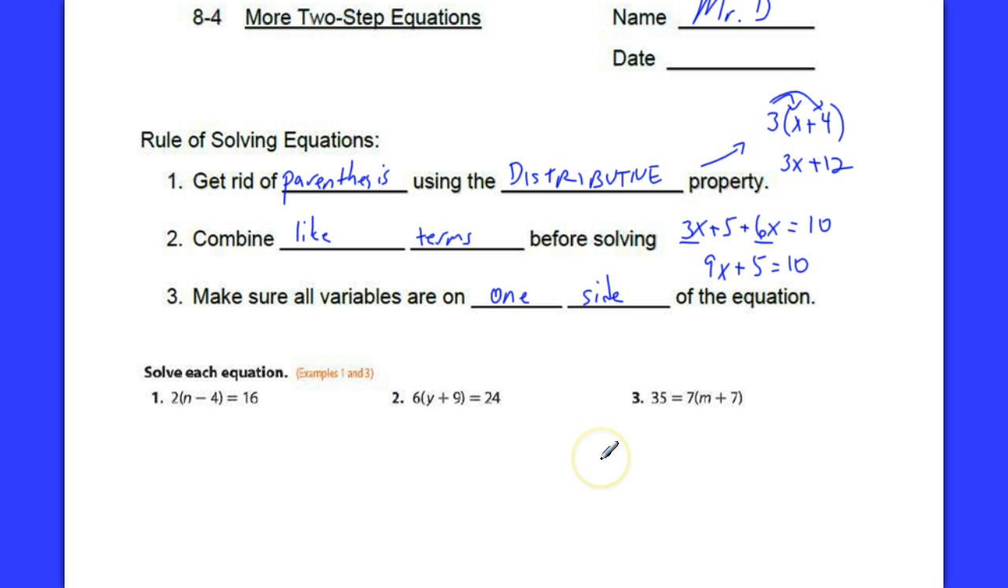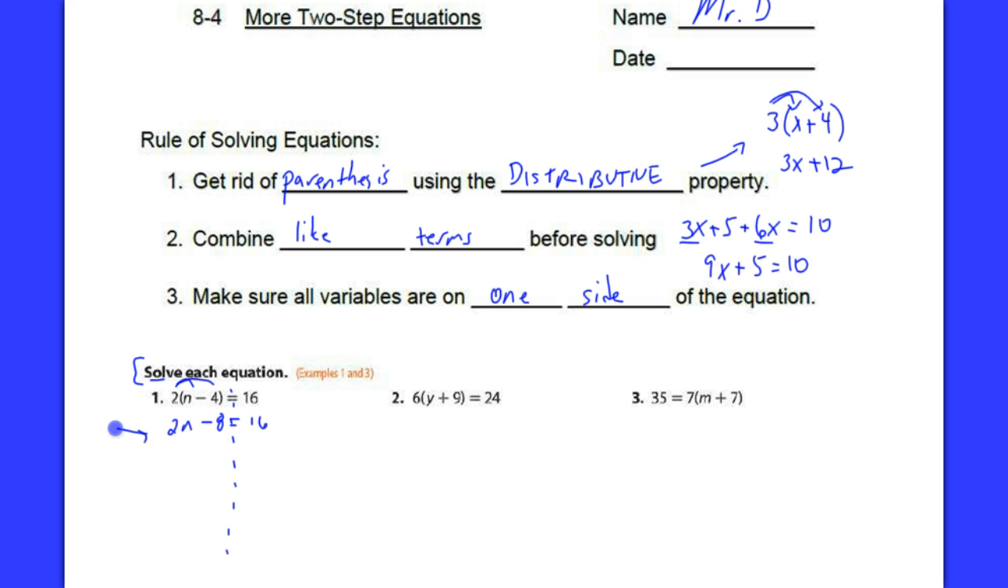So let's jump right into some examples here. Number one says solve, which means find the value of n. But you'll notice there are parentheses here, so we have to get rid of the parentheses by multiplying this 2 by both of those terms. If I take 2 times n, I have 2n, minus 4 times 2 is 8. Now before I go on, I've asked you many times to divide your paper, so I'm going to do that now. I've still got 16 on this side: 2n minus 8 equals 16.